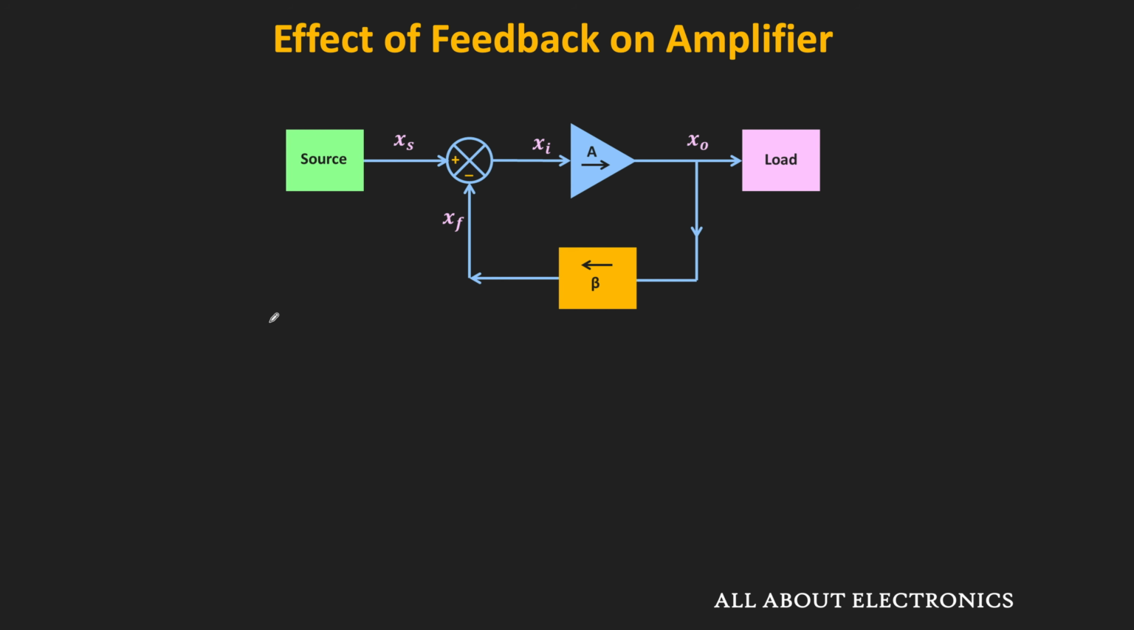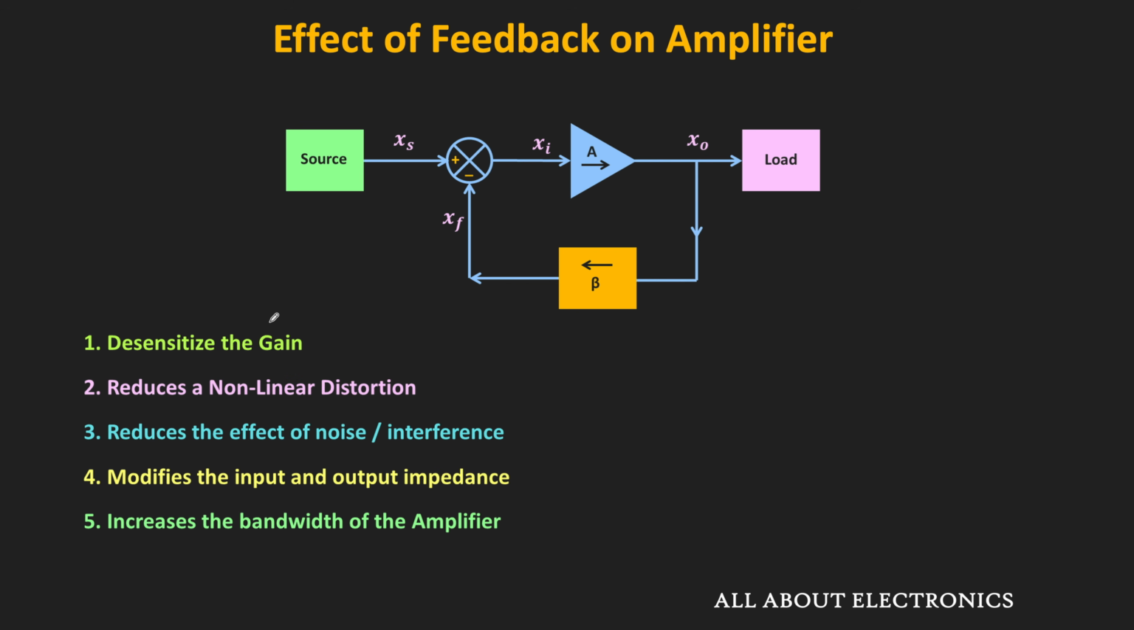So that is the basic overview of the negative feedback and the effect of that on the feedback amplifier. So in the next video, through a mathematical analysis, we will understand these effects in more detail. Like we will see how this feedback desensitizes the gain and how it reduces the nonlinear distortion.